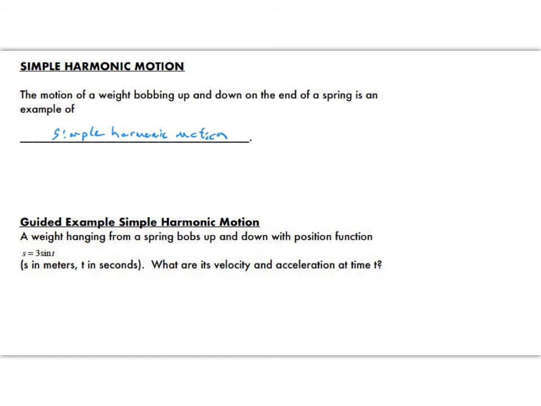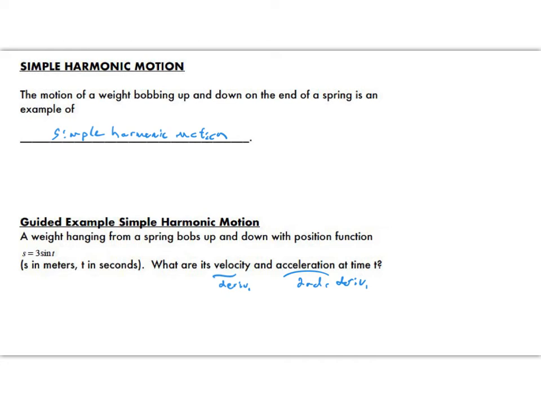So a weight hanging from a spring bobs up and down with a position function of 3 sine t. And we want to know what its velocity and acceleration are. Okay, velocity is going to be the derivative. And acceleration, as we found out, is the second derivative. So this should be super easy to do.